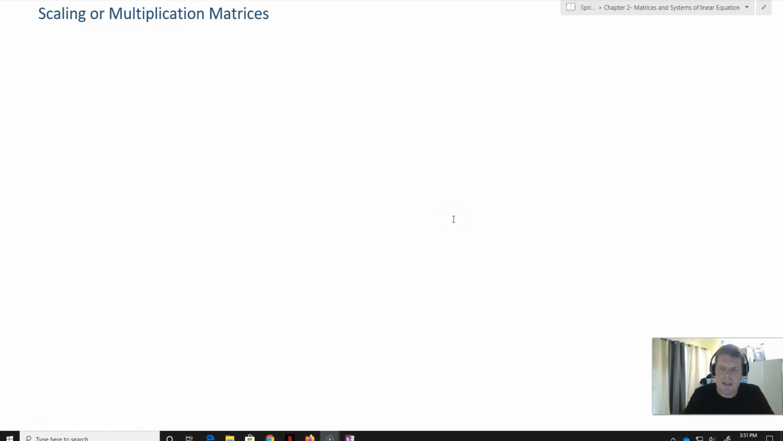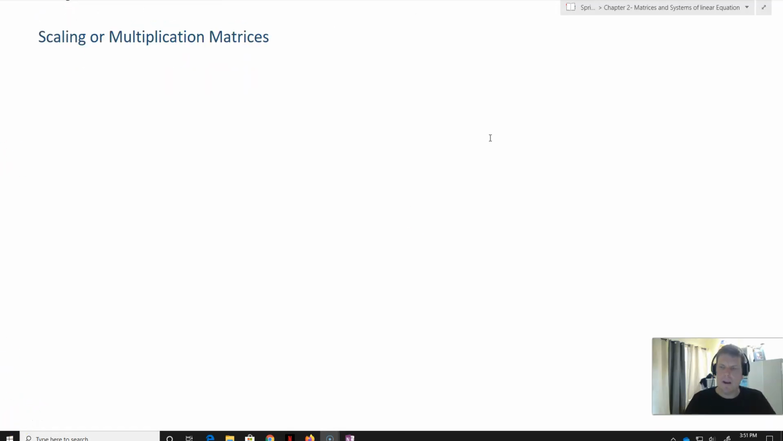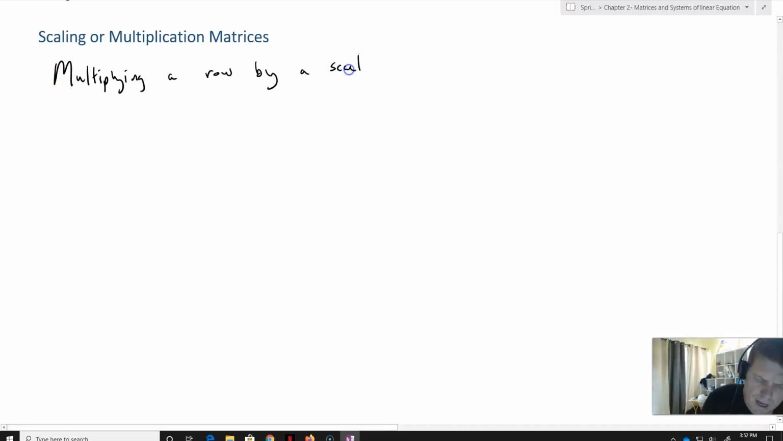So the next kind of matrix that I want to talk about is the elementary row operation. The next matrix that I want to talk about that corresponds to an elementary row operation is the scaling or multiplication matrix. So essentially what we're looking to do is multiply an entire row by a scalar. Oftentimes we're using this in order to create a leading one or a pivot.